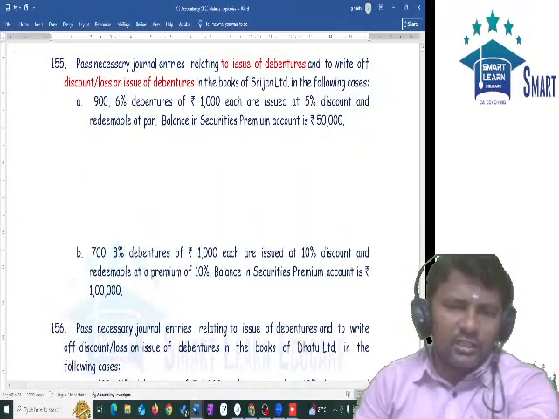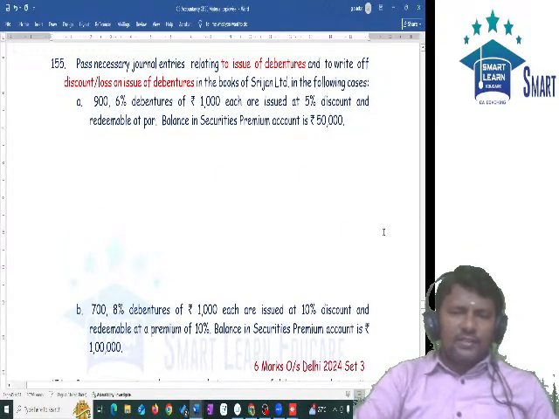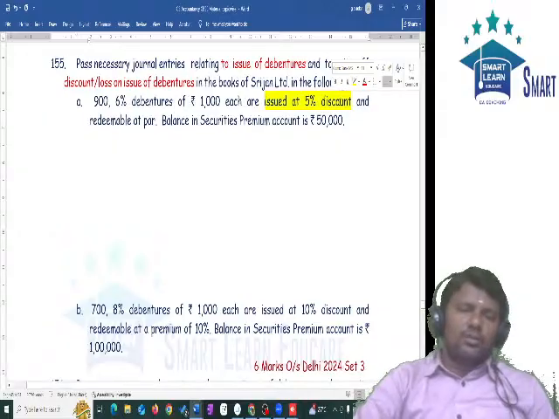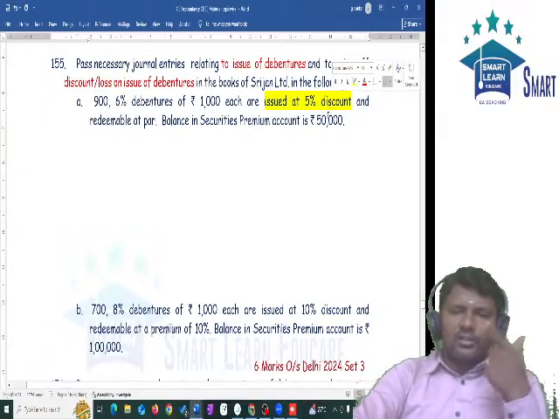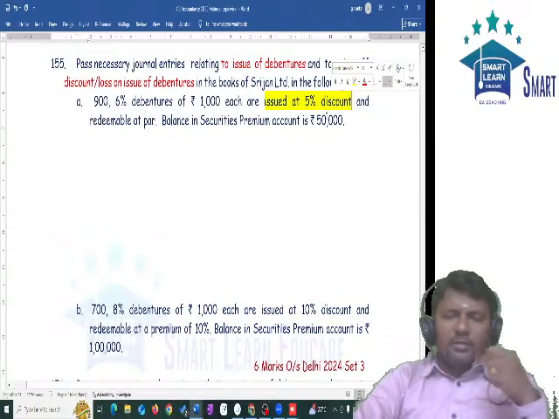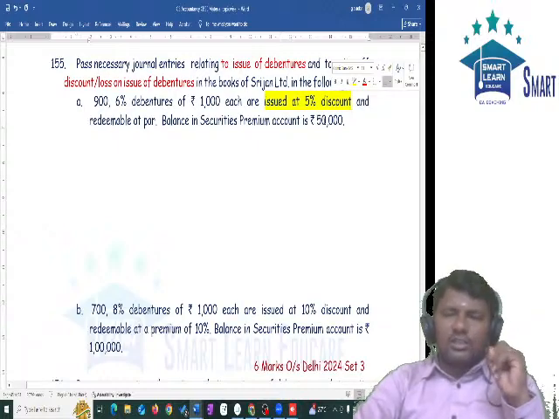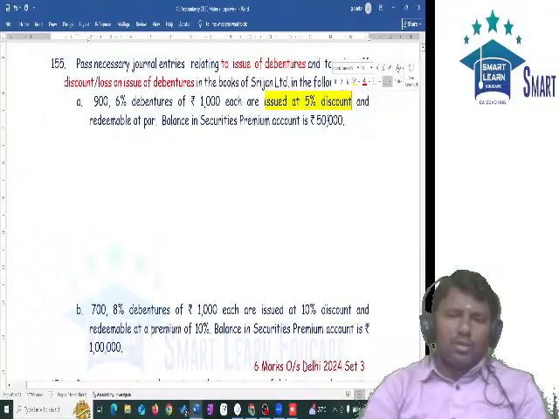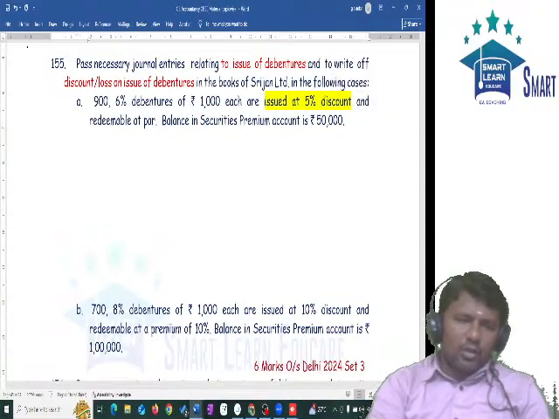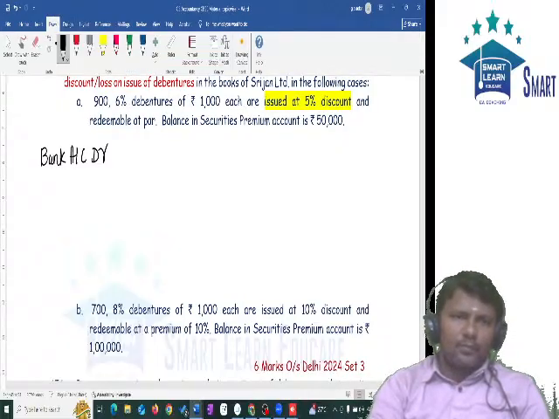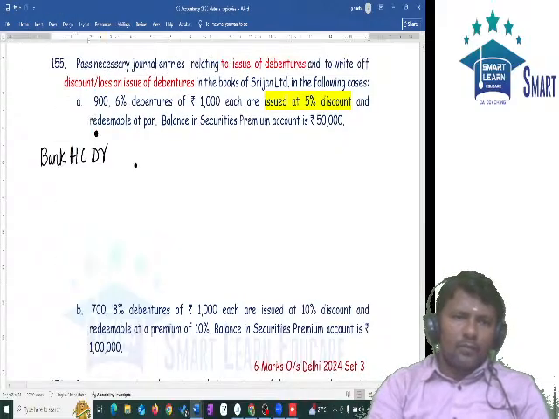What is the journal entry? Very simple. First, the issue takes place at a discount. Just now I told you three scenarios for issuing debenture. Debentures can be issued at par, at premium, or at discount. Here, debentures are issued at discount. First entry, what is the entry? Bank account debit.